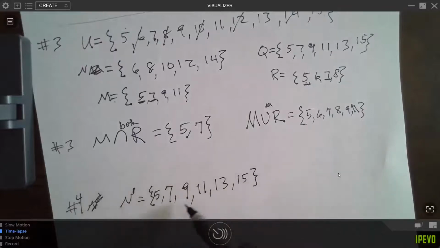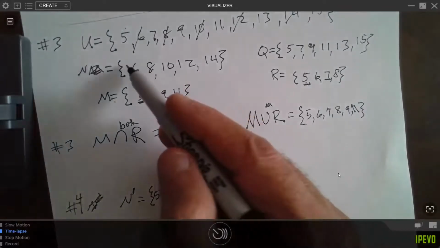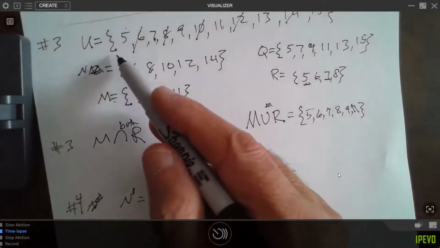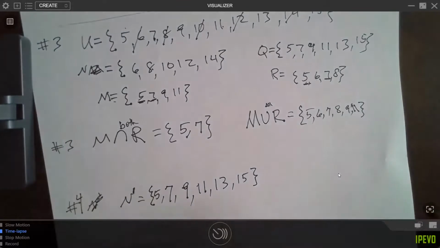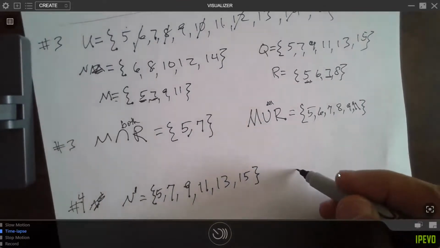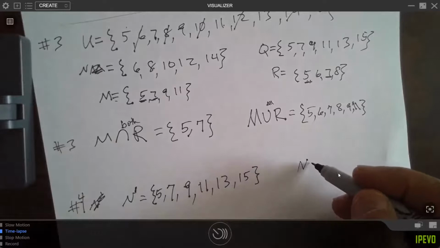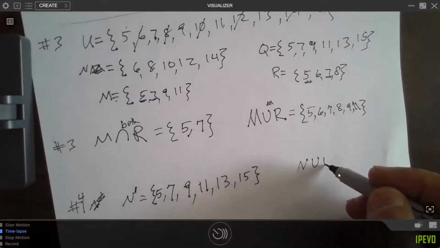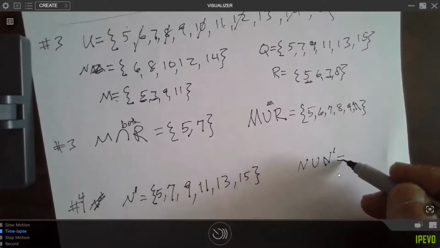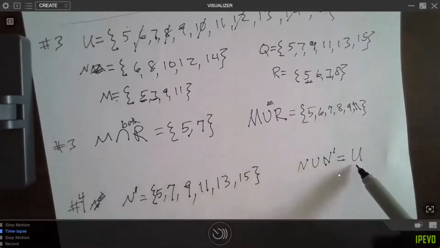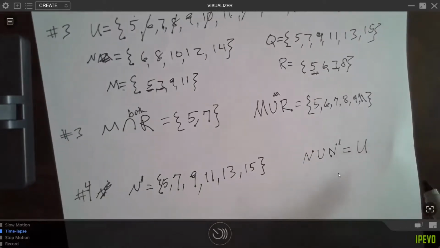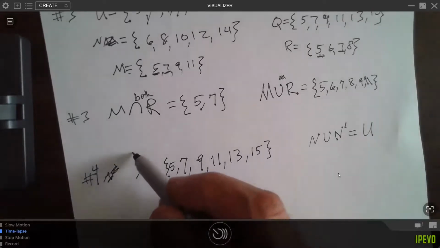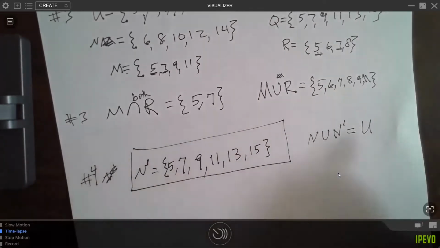So the complement of set N are all elements that are in the universal set, but are not in set N. So it's like the opposite. So if we look at N union its complement, that would equal everything that's in the universal set. Union meaning in both. Okay, and so the complement of set N, that's our answer.